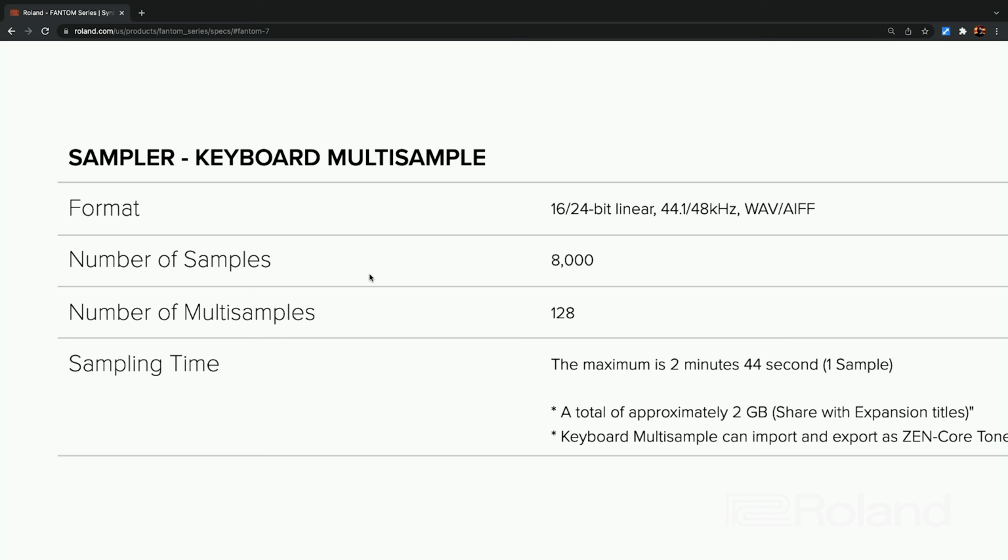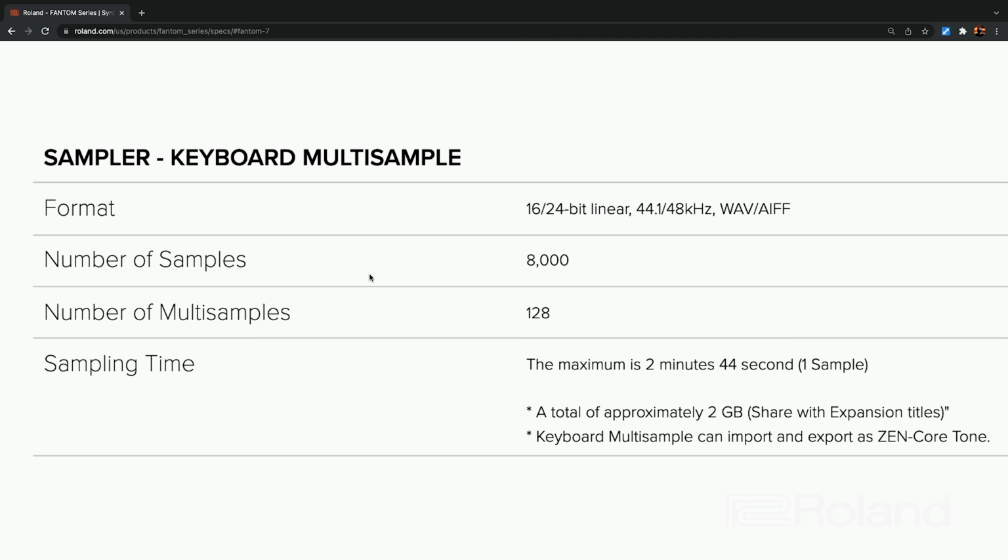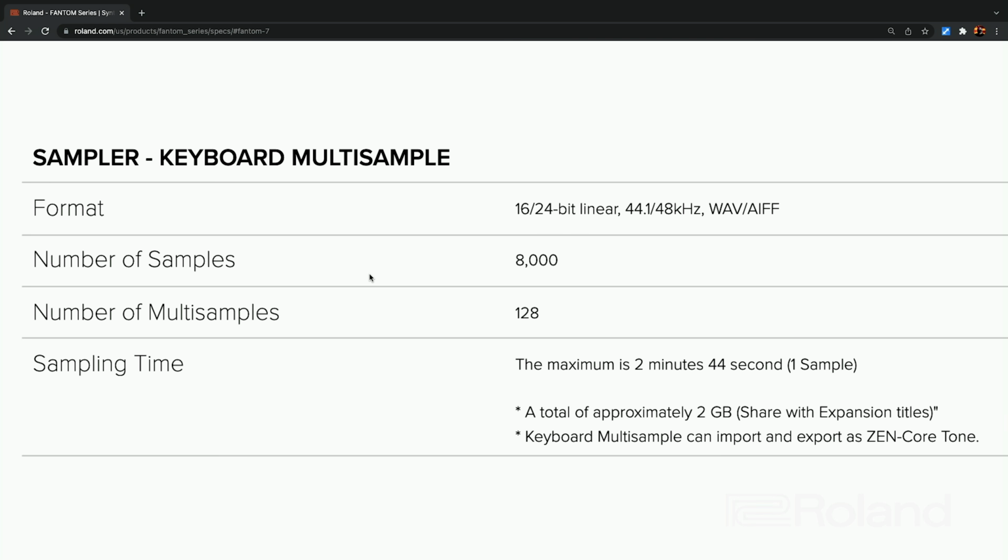If we move to the sample time, we see the maximum is 2 minutes and 44 seconds, and that can be one sample. Keep that in mind, and this is all going to make sense. Now, if we also look, a total of approximately 2 gigabytes, which is shared with the expansion titles. So where those samples are saved is shared with the expansion titles, and we'll take a look at that in a second. A keyboard multi-sample can also be imported or exported as a ZEN-Core tone. Just know that when you create a multi-sample, it lives inside your particular FANTOM.